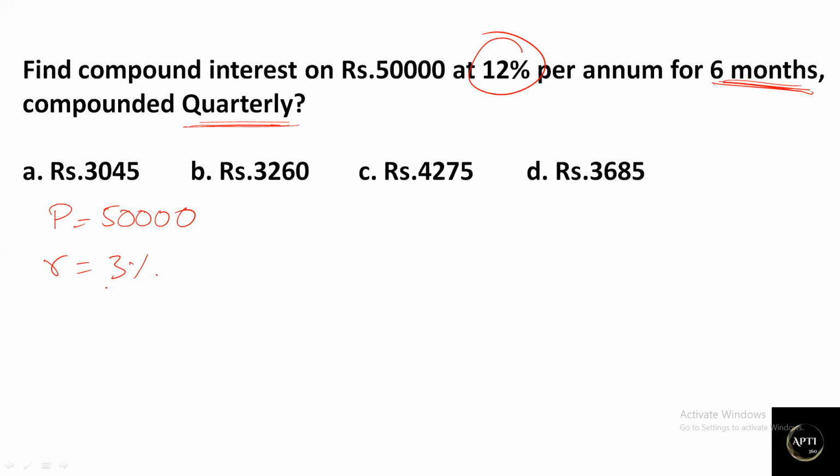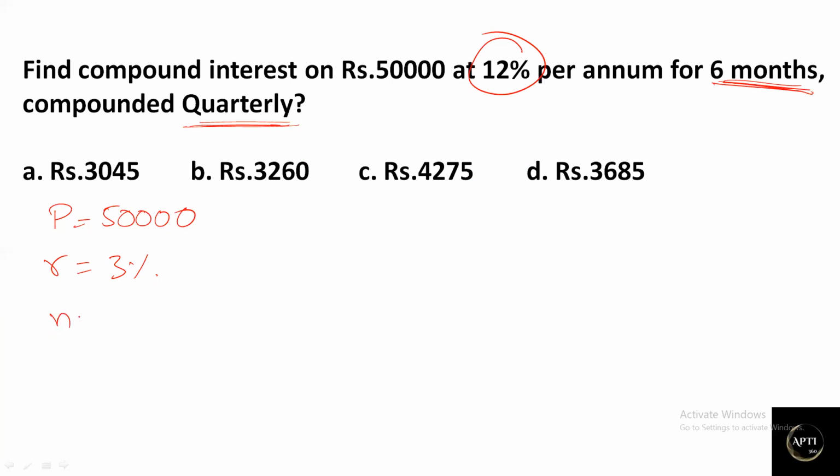Okay, most of the students will get confused and will make mistakes in these types of questions. They will directly take the R value as 12. Also, there are different sets of formulas for compound interest compounded quarterly and compounded annually. So don't mess up these formulas and get confused. Okay, so R value is 3%.